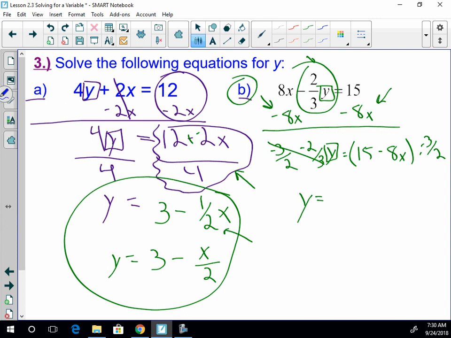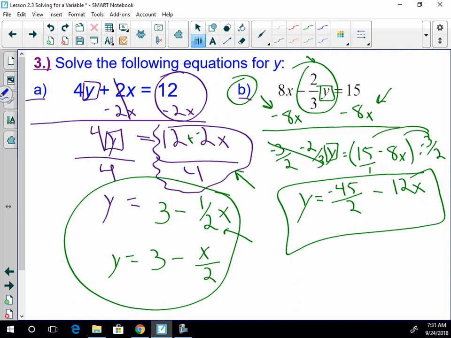And on the other side, I have to distribute this number. Okay? So what I'm left with is negative 45 over 2. 15 times 3 is 45. Remember, this is really 1, 2 times 1 is 1. Minus, this is actually 12x. Okay? So that would be our final answer. All right?